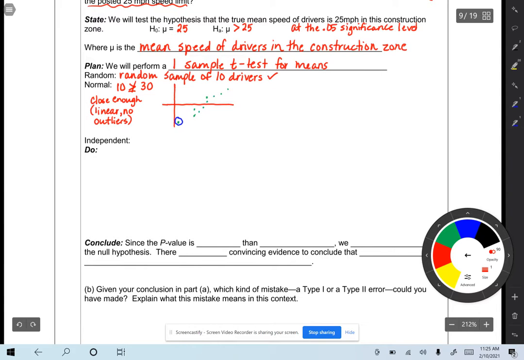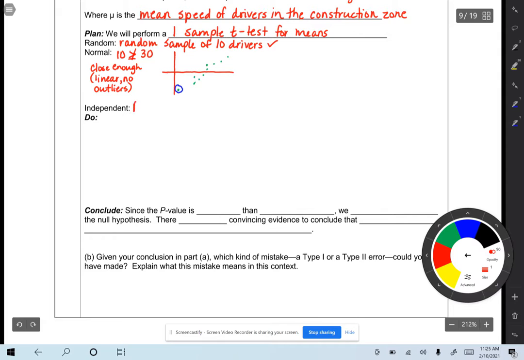Right. And for the independence condition, it's reasonable to assume that there are more than 100 drivers in that zone.